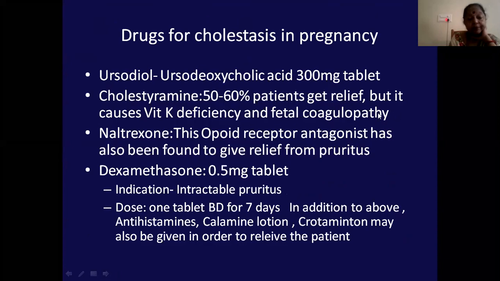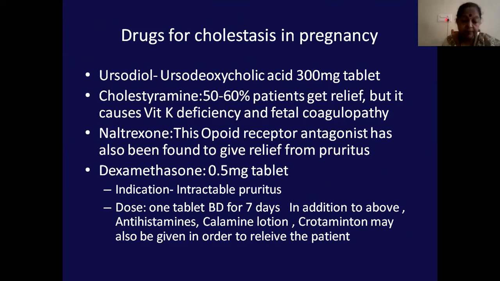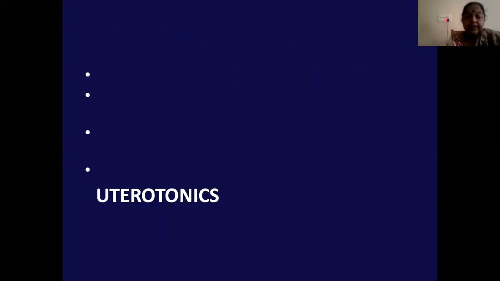This we should remember. And naltrexone, an opioid receptor antagonist, has been found to give relief from pruritus. Whenever a patient comes with pruritus, you should always think in the back of your mind about what the cause is. In severe cases of cholestasis, we can also treat with dexamethasone tablets. So these are the common medications used for cholestasis in pregnancy.